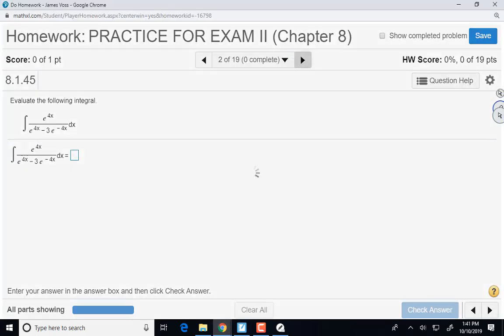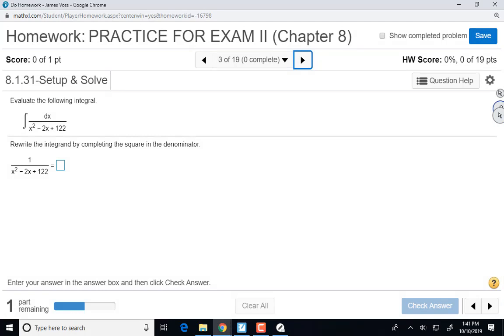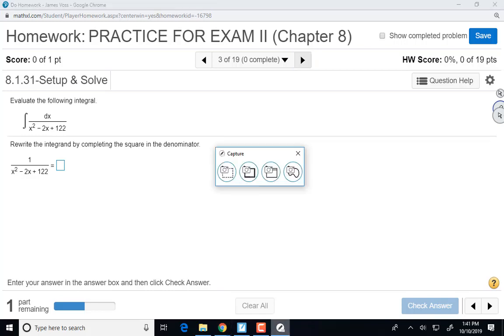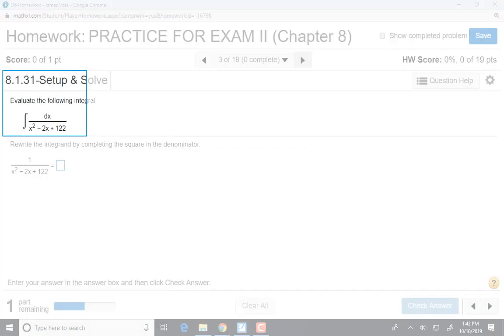So, number three. Evaluate that integral. You want to do the complete square?